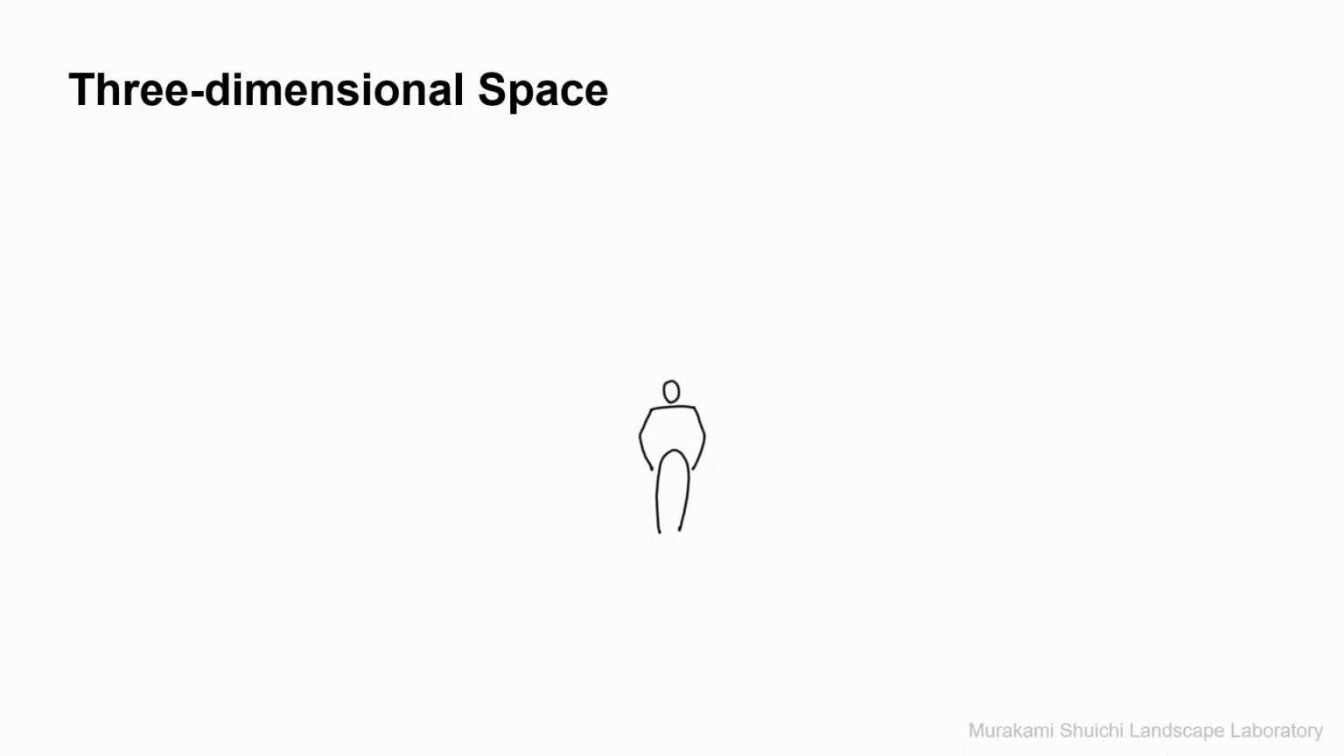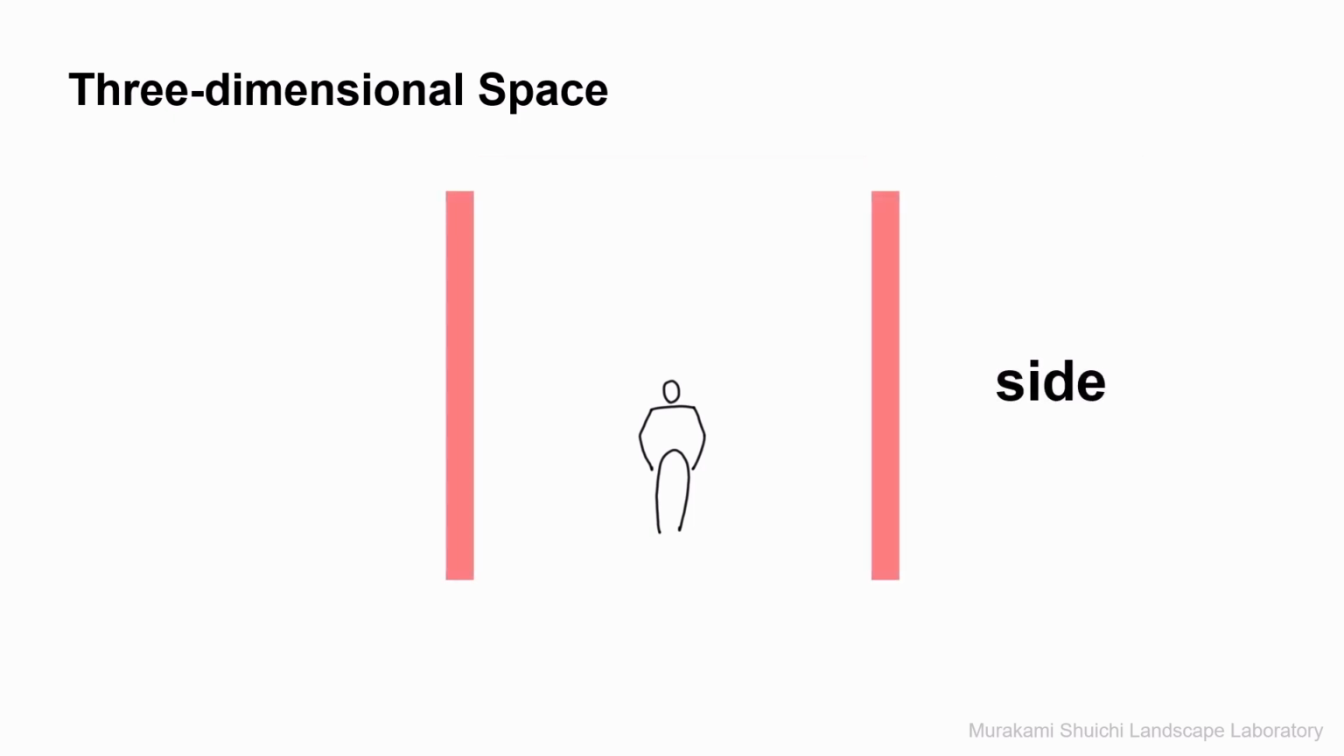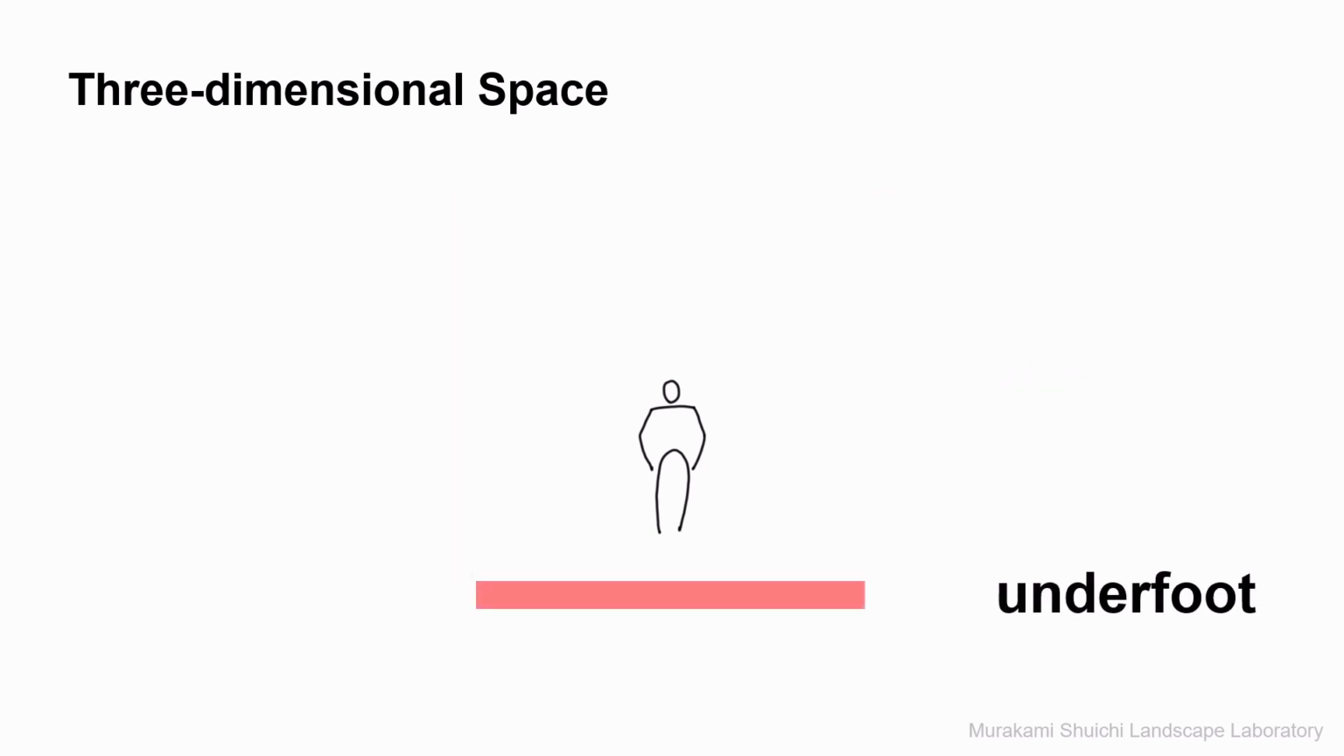Now imagine yourself standing inside a landscape. You are surrounded by three layers: overhead elements above your head, side elements around you, underfoot elements beneath your feet.